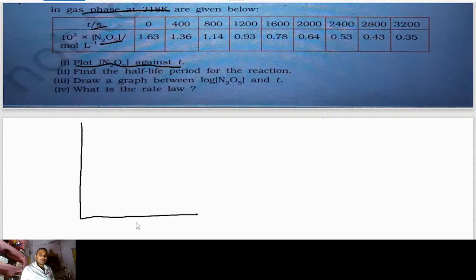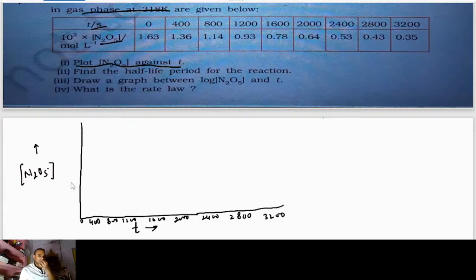So on one side we are putting the time, student, and on the other side the concentration of N2O5. Student, let us put the values of time. Here it is 0, then 400, then 800, then 1200, then 1600, then 2000, then 2400, then 2800, and finally 3200. So these are the data, student.